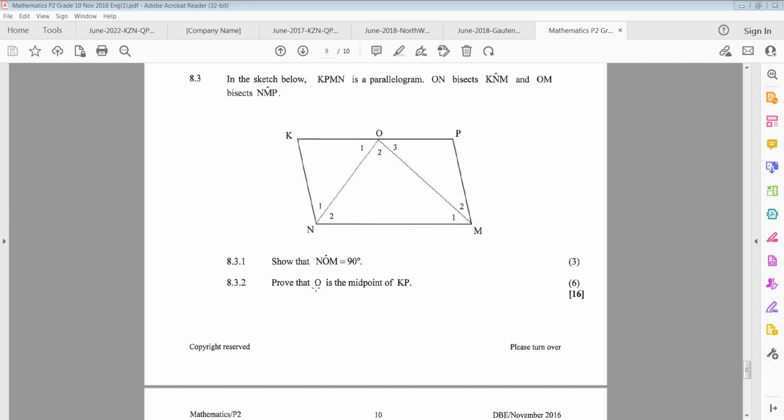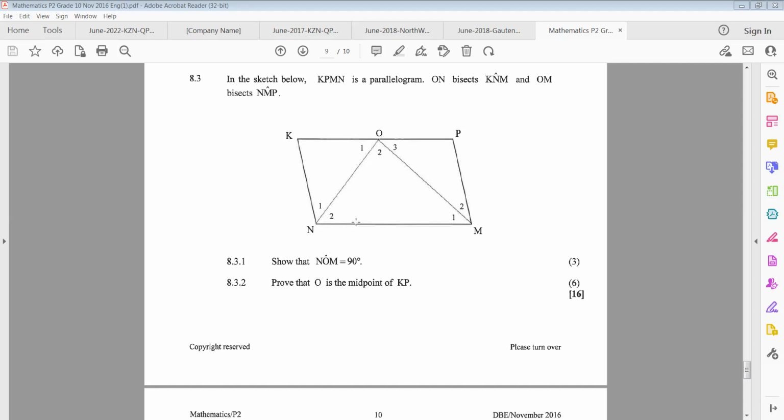The next one, 8.3.2, we said prove that O is the midpoint of KP. When you say O is the midpoint of KP, what does that mean? What it means is that this is your O. So it means that KO is equal to OP. So that's what we want to show. We want to show that KO is equal to what? OP. How do you go about that one?